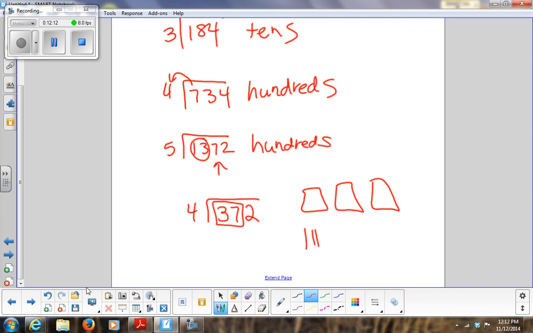1, 2, 3, 4, 5. So I have 5, 10, 15, 20, 25, 30, 7 tens. Oh, I get it. I broke apart my hundreds into tens. So I get 37 tens. That's why the answer goes over the tens place. So it'd be a 9.